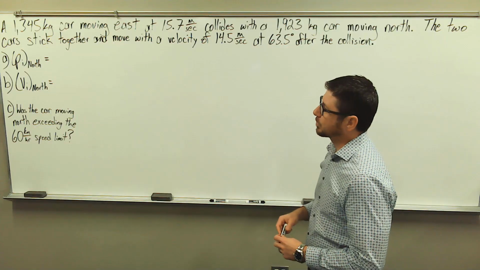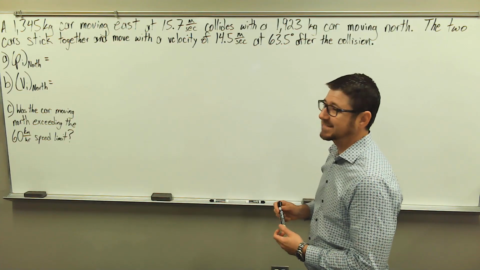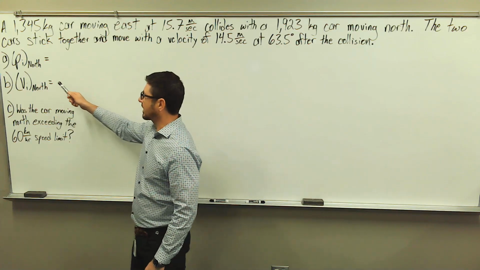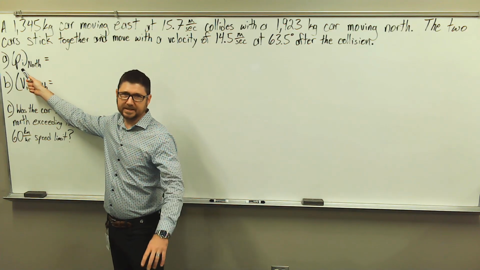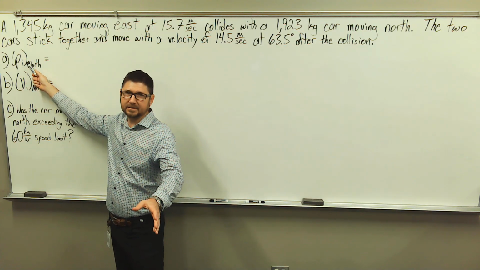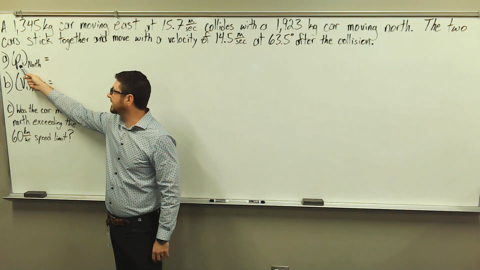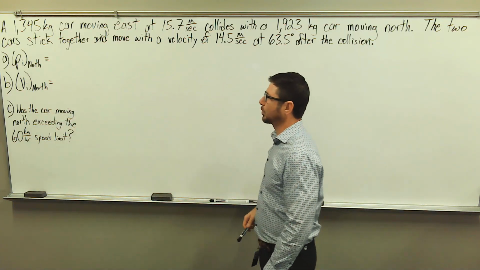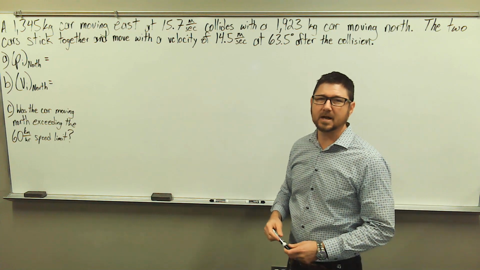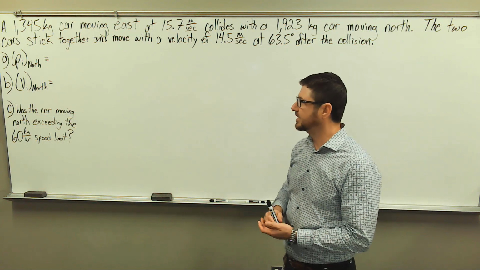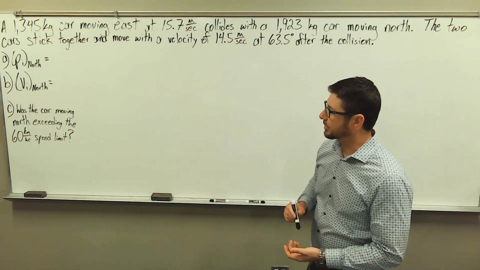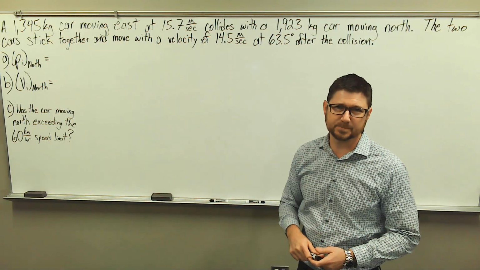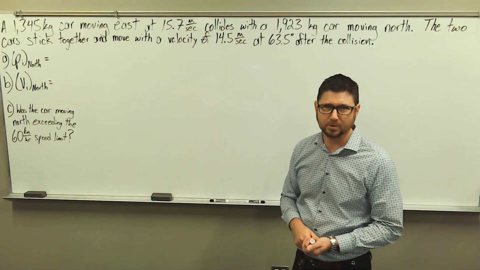In part A, we're going to calculate the initial momentum of the car moving north. So we're going to identify this with lowercase p. Remember, lowercase p identifies momentum. So p sub i sub north. Next, we're going to calculate the initial velocity of the car moving north. And then in part C, we are going to identify if the car moving north was exceeding the speed limit of 60 kilometers per hour.